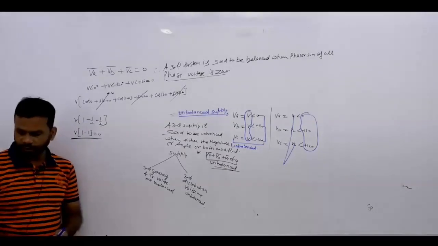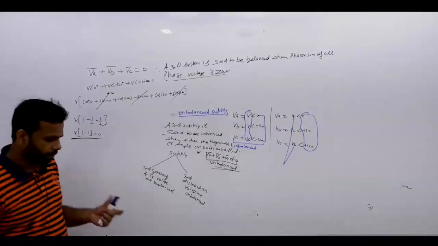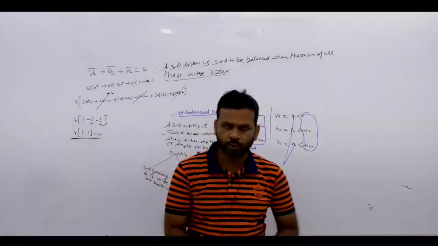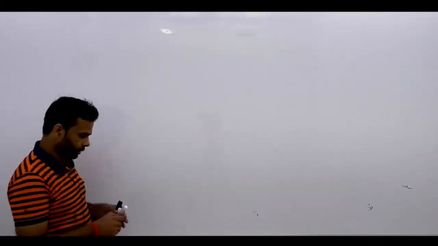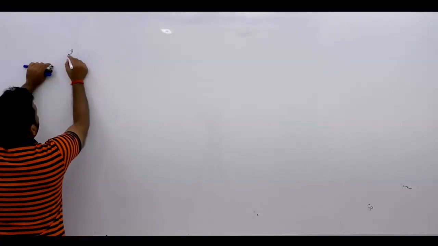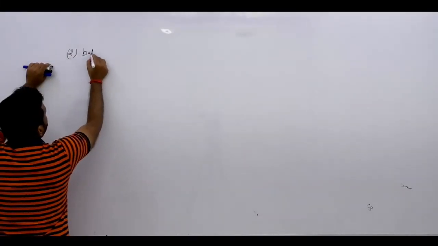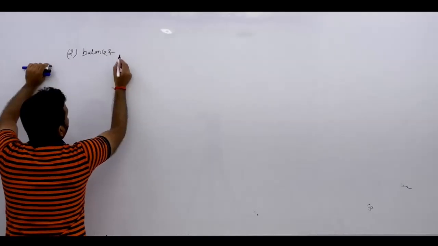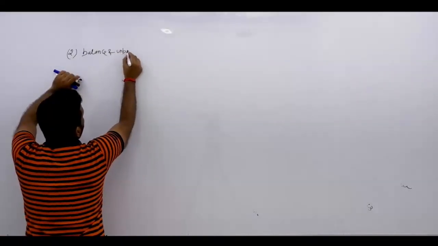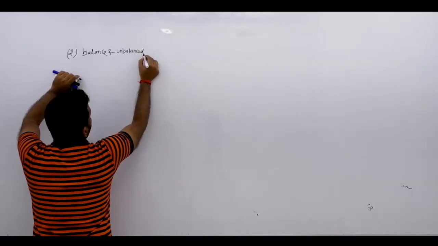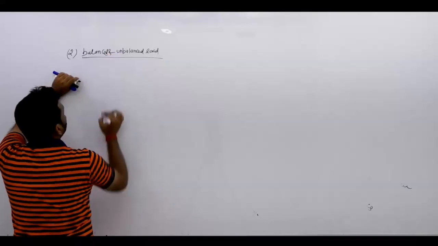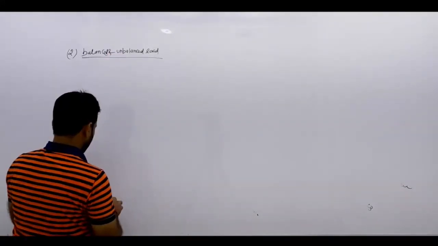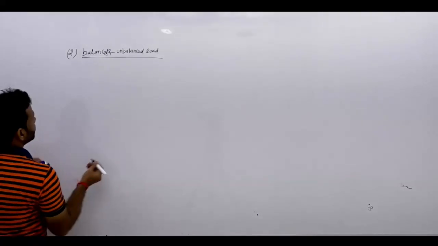Now in the next part we will see the balanced and unbalanced load. So let's start the balanced and unbalanced load. So we have discussed the balanced and unbalanced supply. Now the second part of the basic definition is balanced and unbalanced load. So first we see balanced, and second one we will see unbalanced load. Okay, so first we will see balanced load.